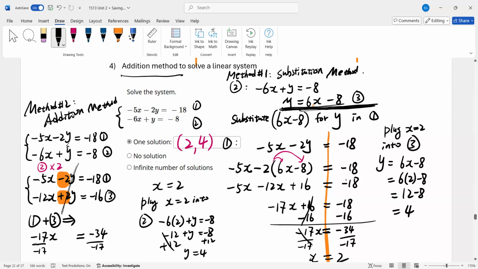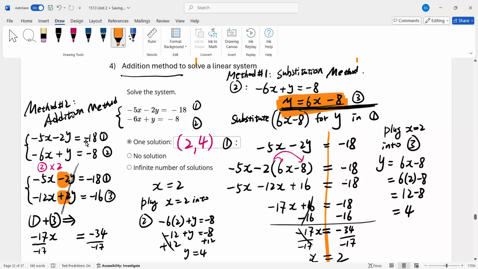Substitution method is to pick one equation and write one variable in terms of the other. So in our problem, we write y in terms of x. Then we substitute 6x minus 8 for y in equation 1. And that's how we get rid of variable y. There's only one variable x left, then we can solve for x quickly, right? And then you put it back and solve for the corresponding y.